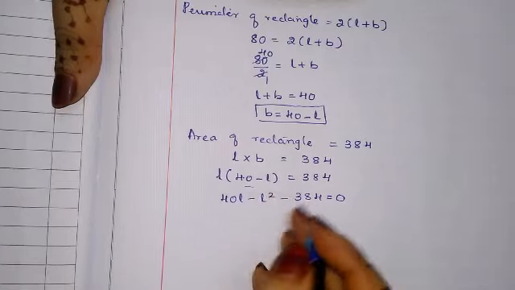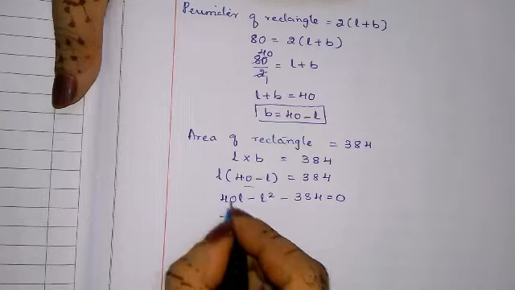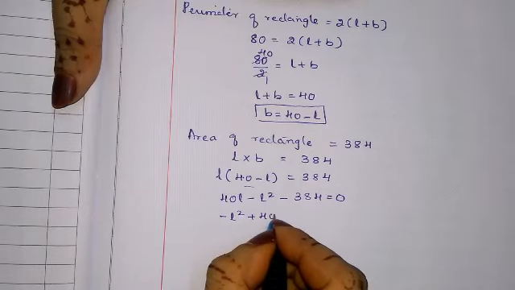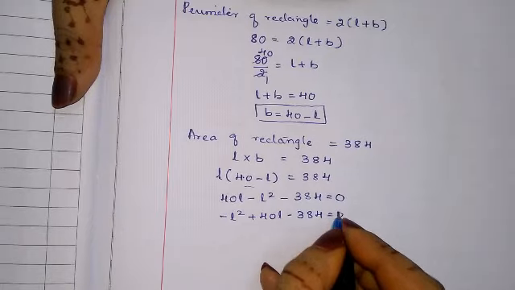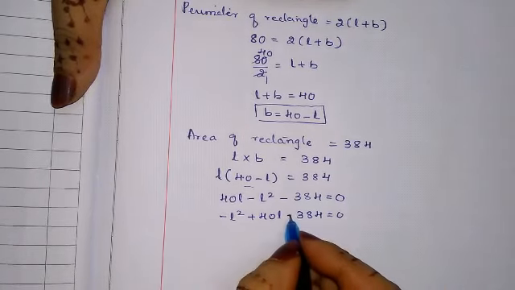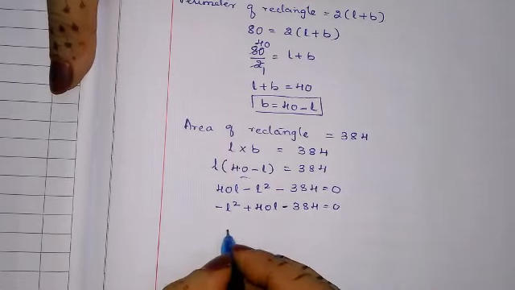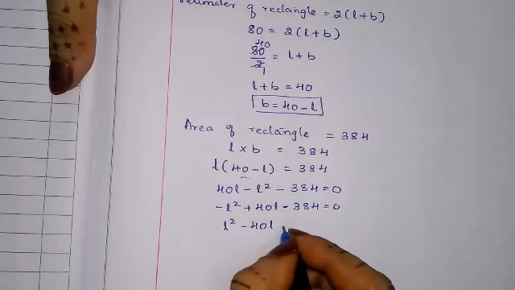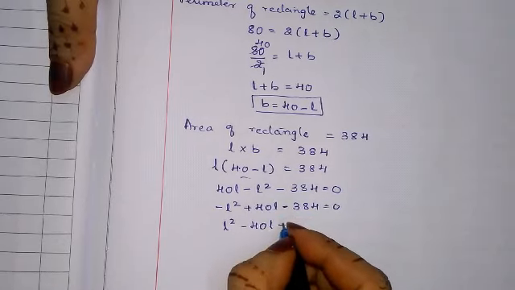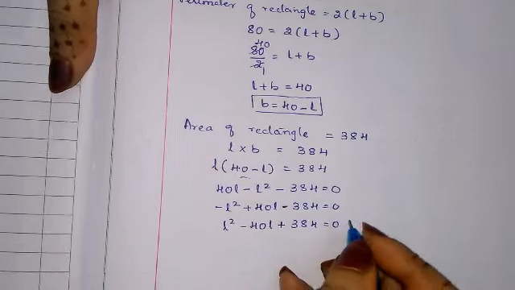So let us change. First we will write minus L square plus 40L minus 384. I didn't change the sign here. Now let us change the whole sign because the beginning sign is negative. We will change the whole equation sign. L square minus 40L plus 384 equal to 0.